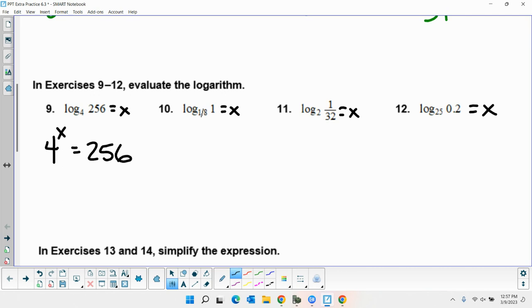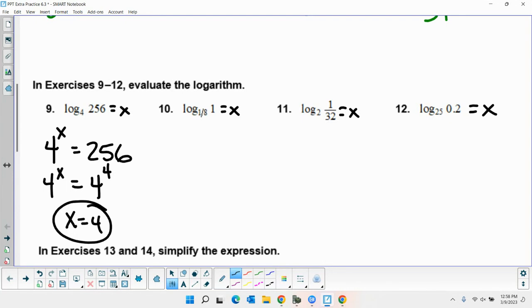Now, the goal here is to have the same base on both sides. Can I do 256 with a base of 4? Yeah. 4 times 4 is 16, times 4 is 64, times 4 is 256. So 256 is 4 to the 4. Since these are the same base, I can say these two exponents are equal. So my answer is 4.